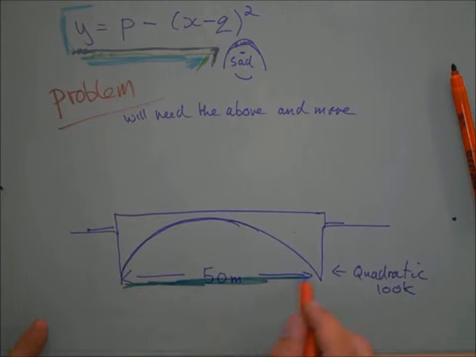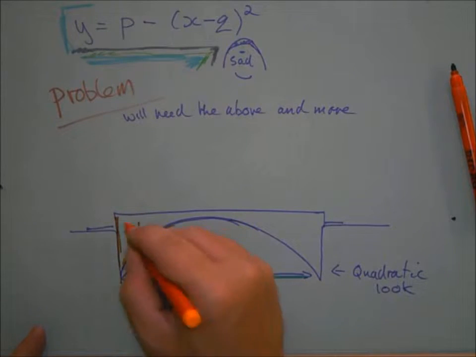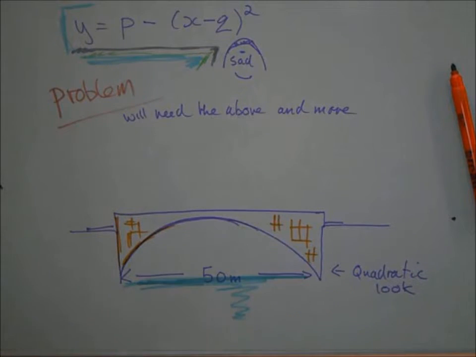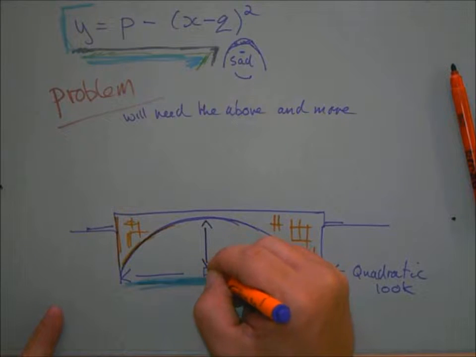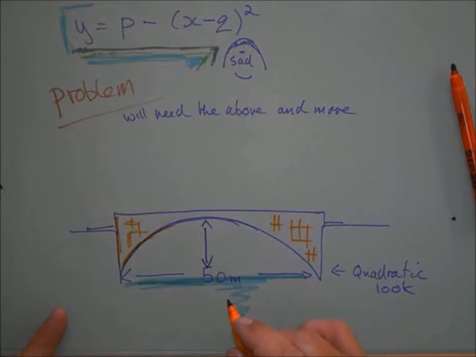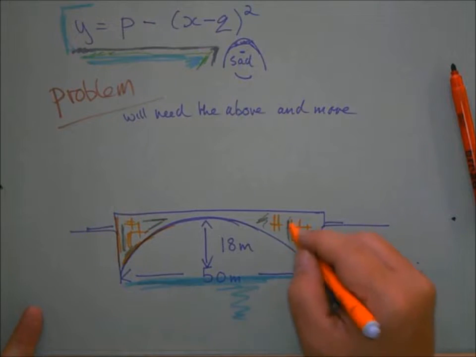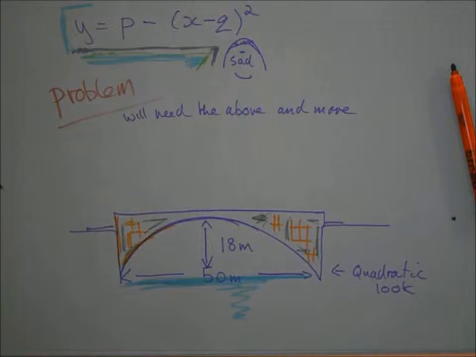And what we're looking at then is also the height above the water. There's some water, as you can see. It's 50 meters across, and I'd like the height. Can I have the height? Lovely. So how much is it going to be? We're going to have 18 meters of height here. So now what we've got then is a 50-meter span across, and 18 meters of height.